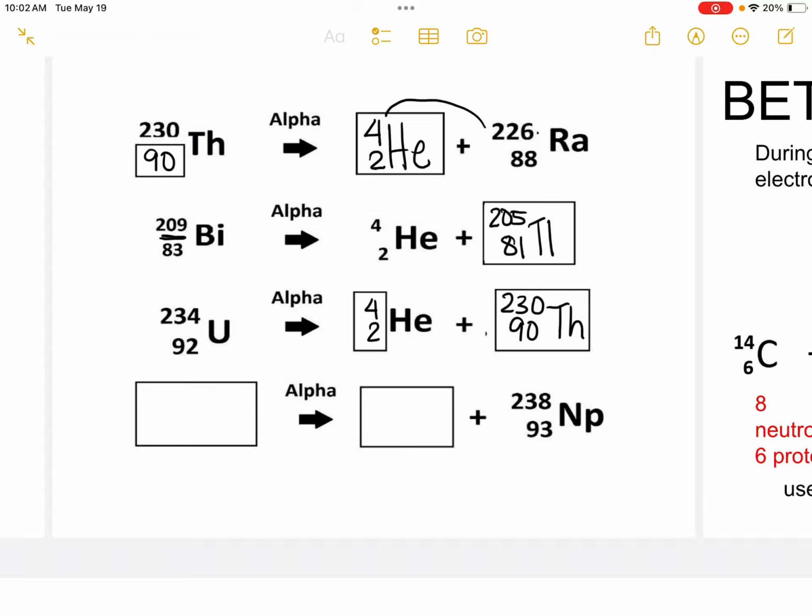This one doesn't give me much information at all, but I can fill it in. I've got 4,2 He. So we're going back to the original. So I have to add 4 on the top, so it would be 242 over 95. And we look at 95 on the periodic table, and we get americium.